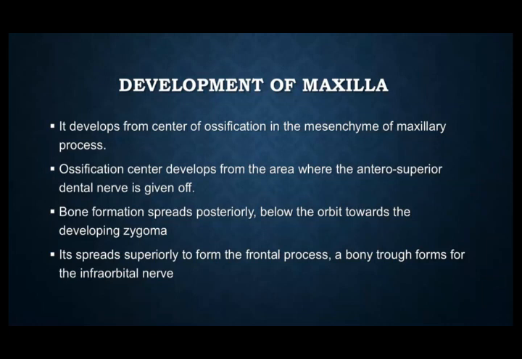Okay, so once that primary ossification center is laid down, now the bone is going to develop into different regions. Now you can see the third point, that the bone formation spreads posteriorly. When it goes posteriorly in the maxillary region, you have a structure known as the zygomatic bone below the orbit. Similarly, when it goes anteriorly, it is going to develop the region of your incisors. And then it spreads superiorly to form the frontal process of the maxillary bone.